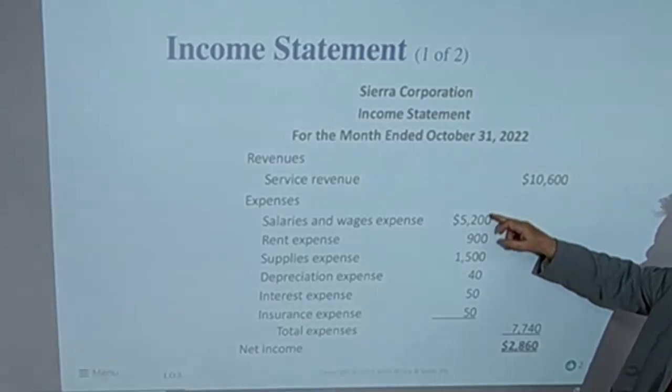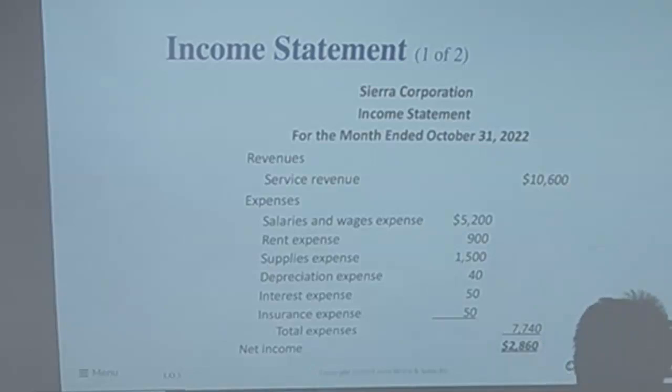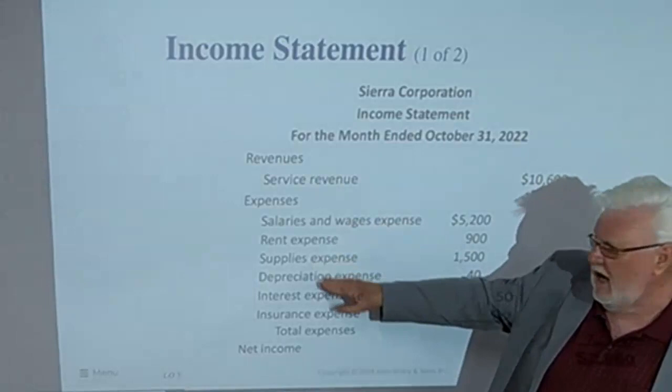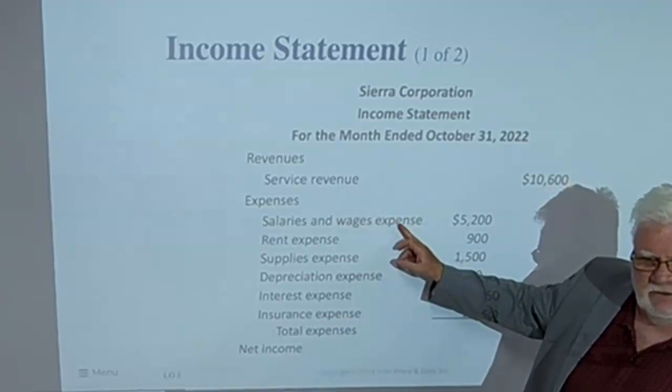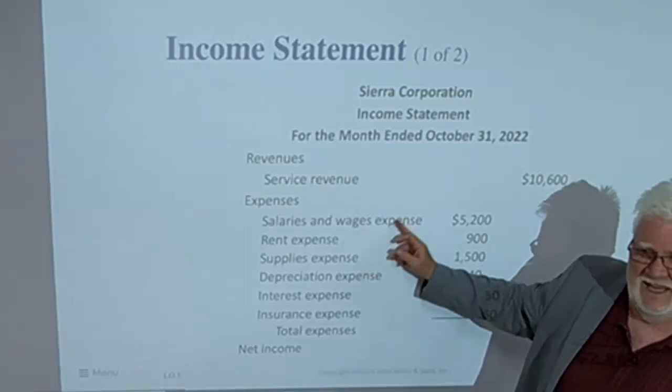Now, the next category are expenses. And the definition of an expense is that this was used up. Sometimes we use the word consumed. This was used up in order to earn that revenue. That's the definition of an expense. So they paid salaries and wages. They paid rent expense. They used supplies. They have depreciation on their equipment. We'll get to these terms later on. Interest expense, insurance expense. It's easy to identify these because they generally end in the word expense. These are accounts, and they end in the word expense, so it's simple.